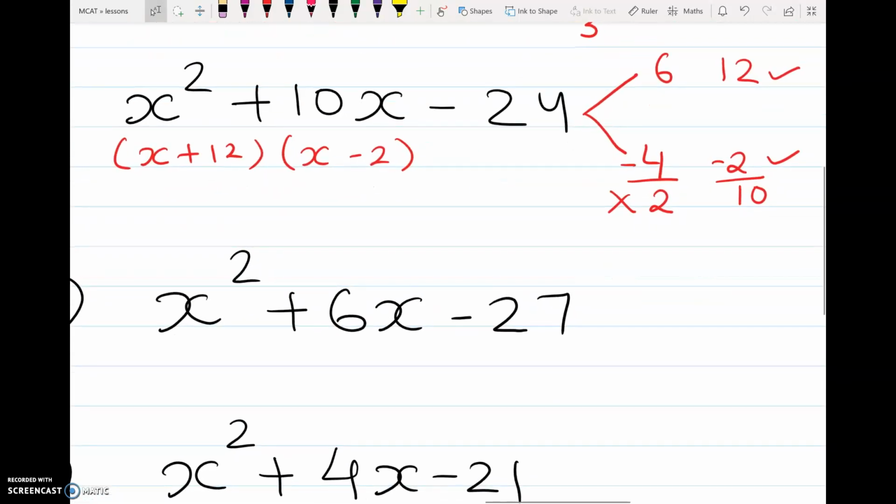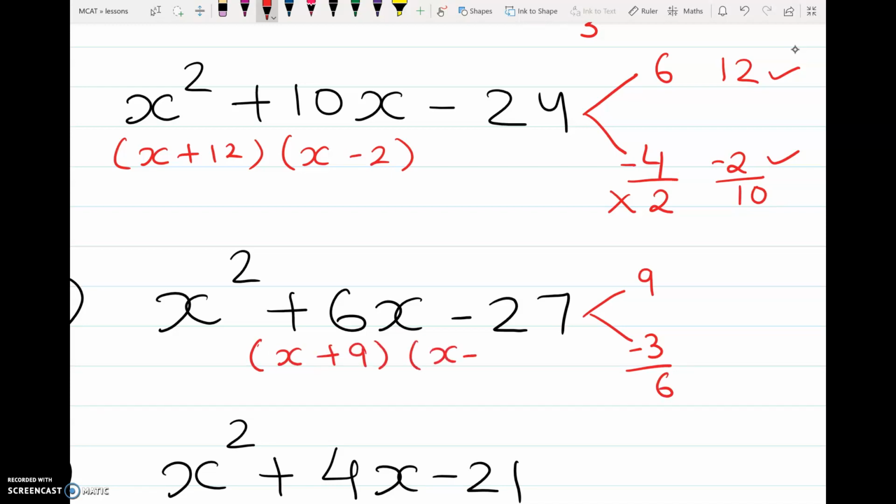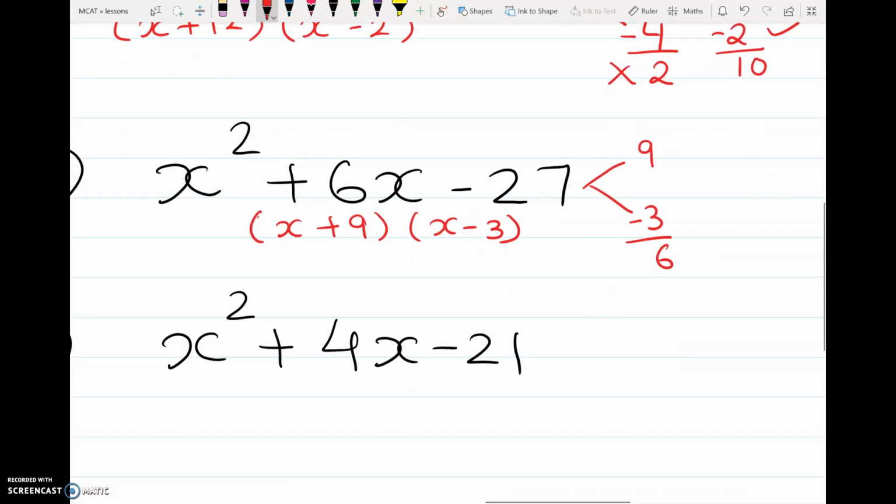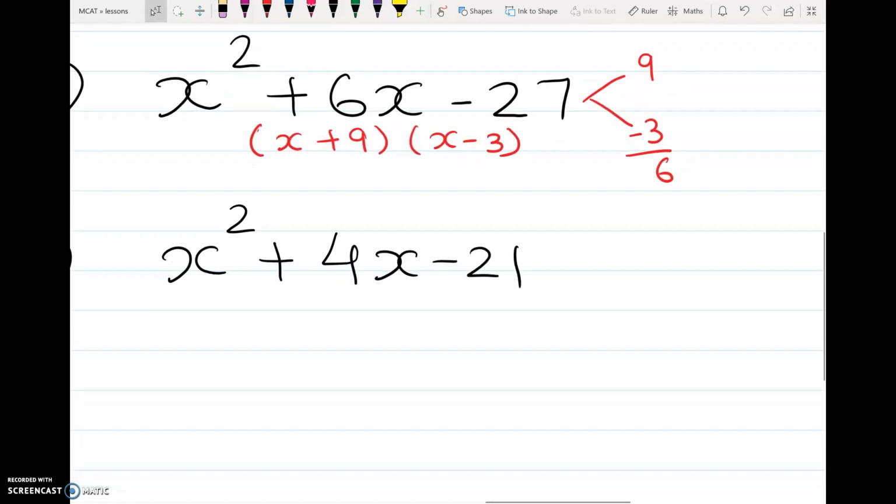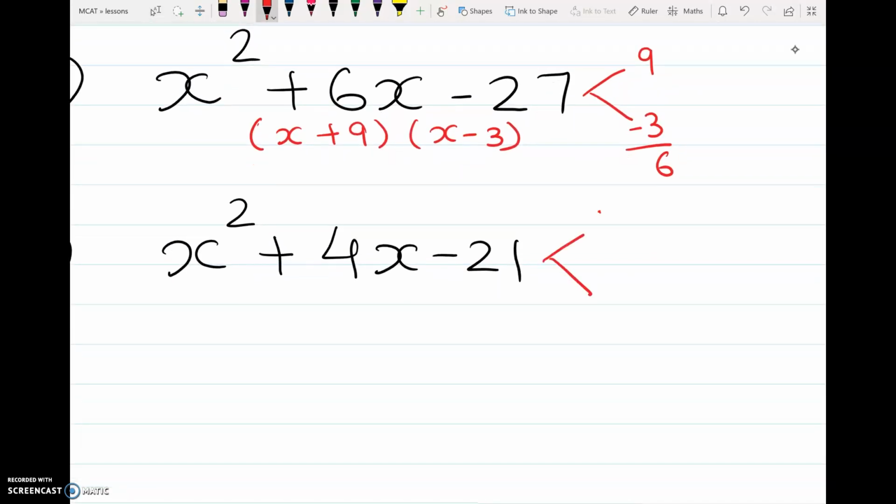Second last problem, 27. So you can take the factors as 9 and 3. It definitely works. So it gives us 6. So your factors are x plus 9 and x minus 3. See, I'm not exploring all the factors if I get my answer in the first go. So 7 times 3, it works. So your factors are x plus 7 and x minus 3.